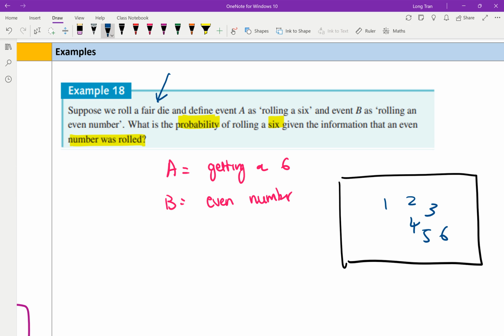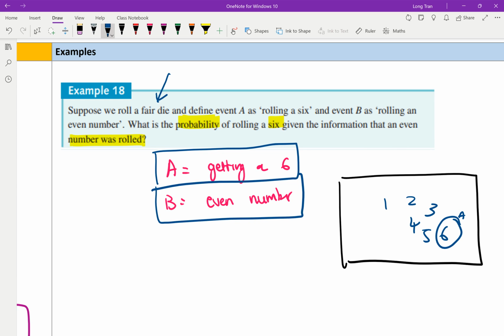These are your elements. But they told you specifically that A is getting a 6. This is 6. So I'm going to put, that's my A, right? But they then said B, the event B is getting an even number. Okay, so which ones are my even numbers? 2, 4, and 6. So if I rearrange this now, I'm going to rearrange it so that it looks more concise. So 2 and 3 is out here. This means this is B.